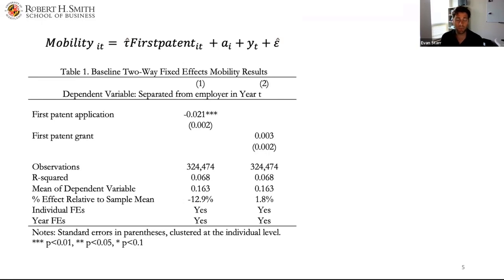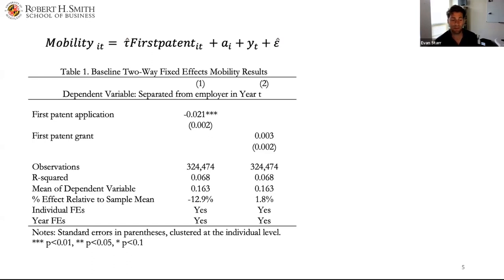And so here's what happens if you run this regression, and we're going to look at two separate ways to think about first patents that are going to be important down the road. The DV here, again, is whether you separated from your employer in year T. And if you look at patent applications, which is what most of the prior literature has done, you find a negative relationship of about 2.1 percentage points.